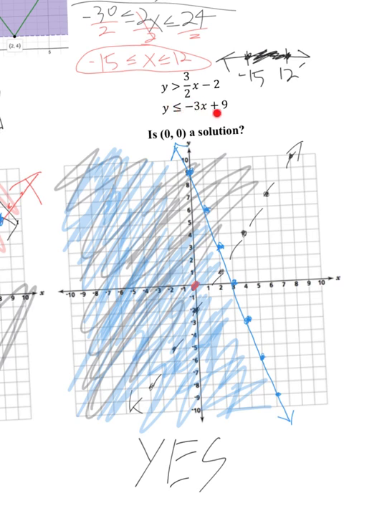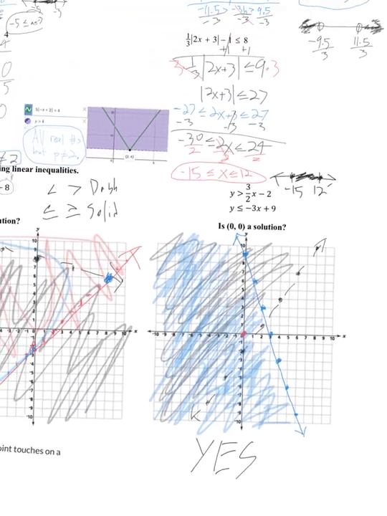And then this one I did in blue. I started at +9, and then I went down 3 over 1, see, up 9, and I went down 3 over 1, down 3 over 1, down 3 over 1. I connected it with the solid line because it's underlined. And then I shaded down, so that's in blue, and so this is the common shaded area there, and so is 0, 0 a solution? Yes, it is, because it falls in that common shaded area.